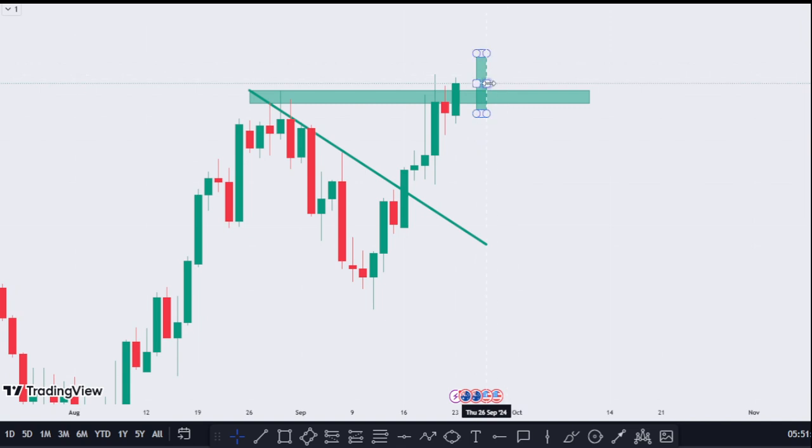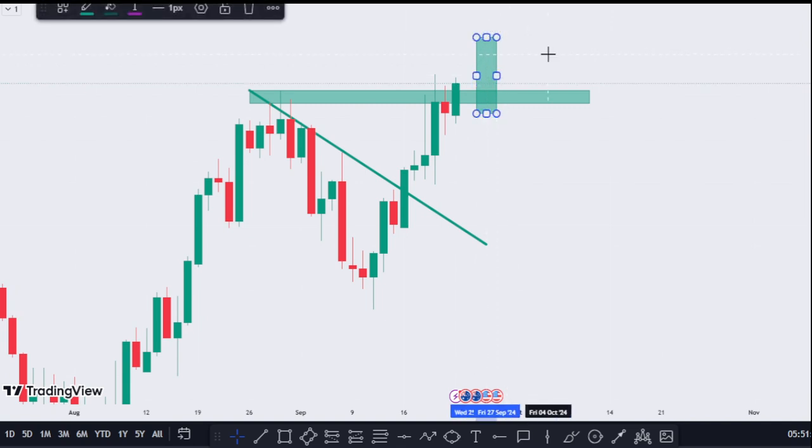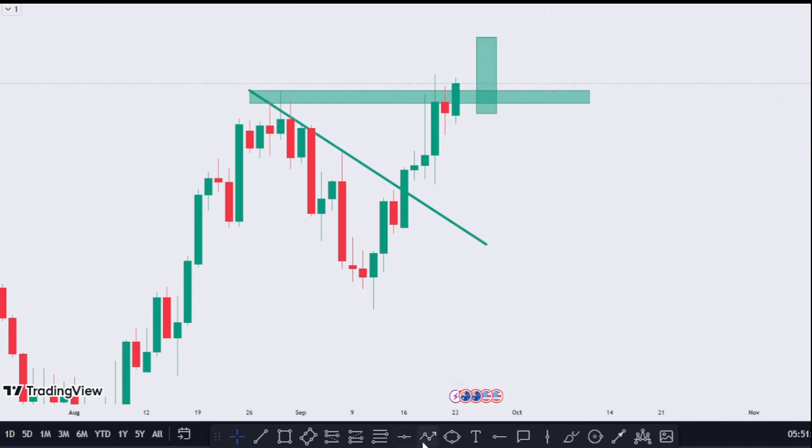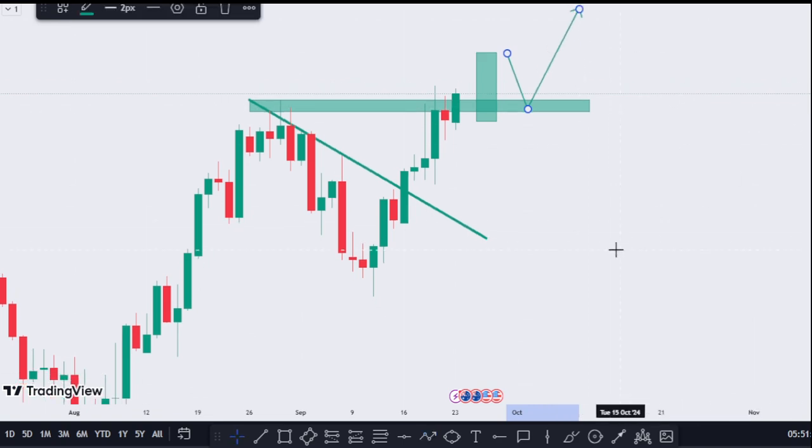So we want a successful, healthy, high momentum candlestick to close above this resistance today, then probably tomorrow or on Wednesday, we want the price action to retrace back to this support so that we can take buy opportunity on Australian dollar against US dollar.